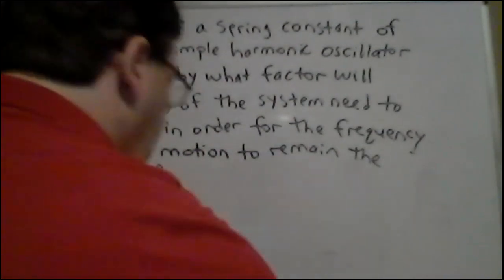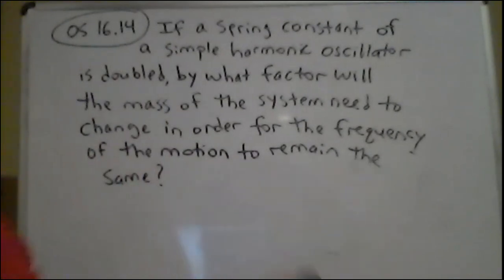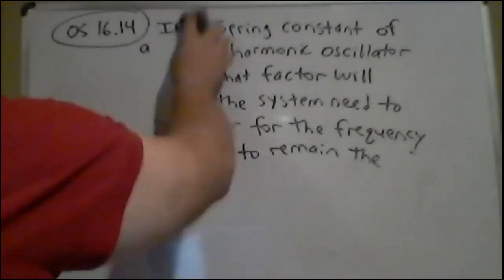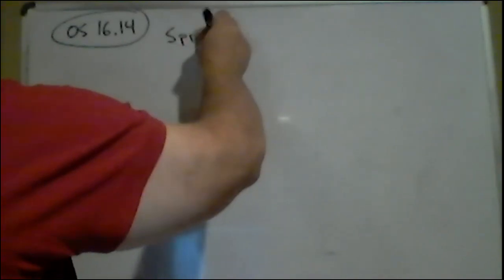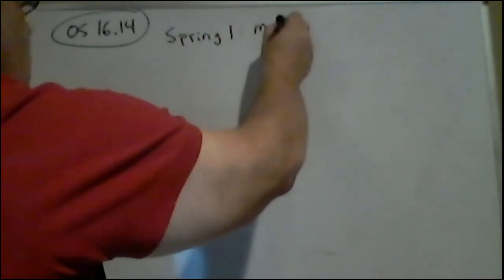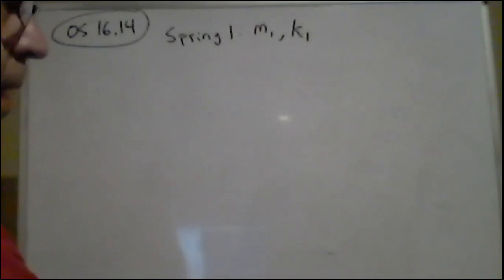So I have a simple harmonic oscillator, a mass on a spring. And I'm just going to say the mass is m and the spring constant is k. So in general, this is basically a theoretical problem. So let's say I have a spring, I'll call it spring 1, with mass m1 and k1. Those are the two characteristics of my spring. So what's my frequency?